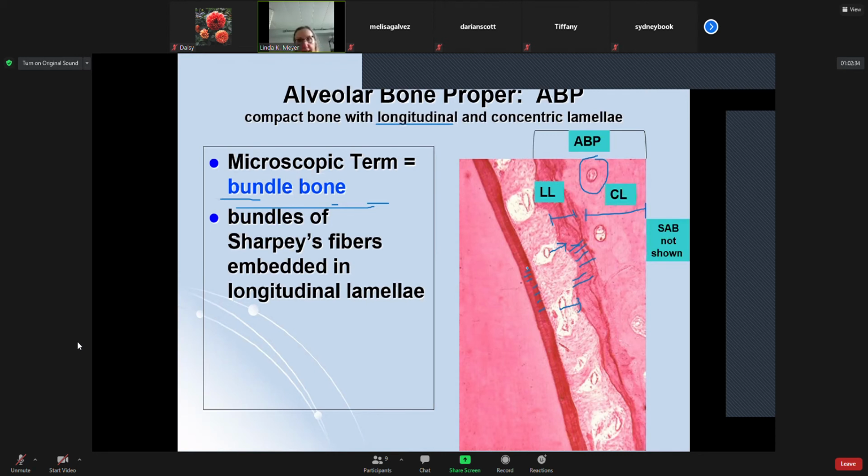Okay, so to summarize, alveolar bone proper is compact bone. It's very thin, like an eggshell, but it has little perforations in it for blood vessels and nerves to enter the PDL area. So it can also be called a cribriform plate because of its gross appearance. On an X-ray, it's referred to as lamina dura, and under the microscope, it can also be referred to as bundle bone. So it has different names depending upon the context in which it's used.